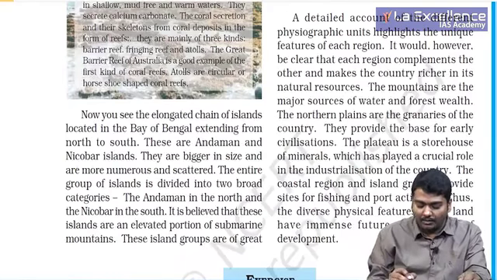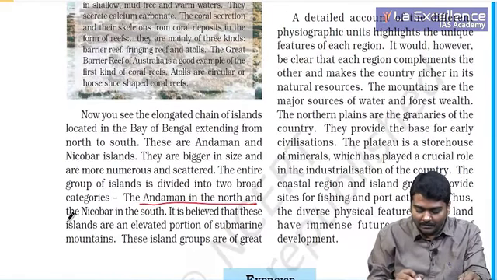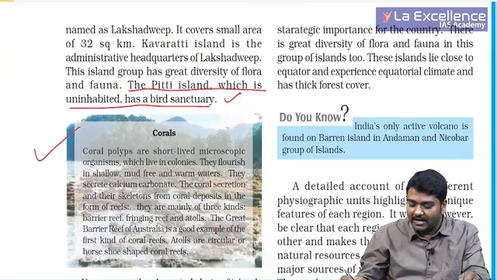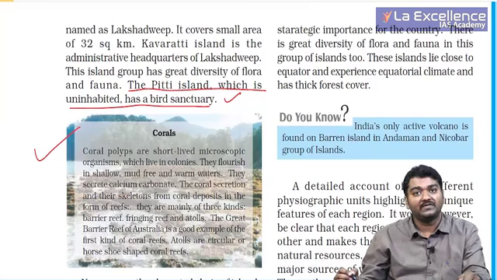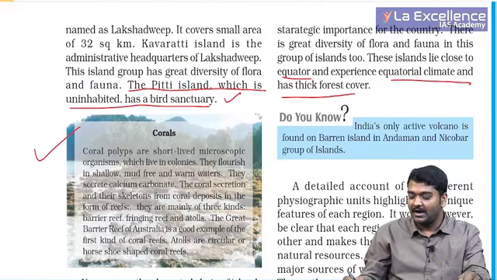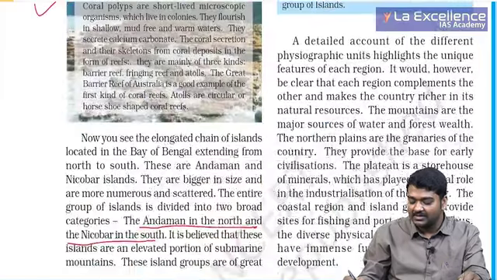Then we talk about Andaman and Nicobar, right? And these are volcanic and they also have some coral reefs present. These islands lie close to the equator and experience equatorial type of climate and have rich forest cover.